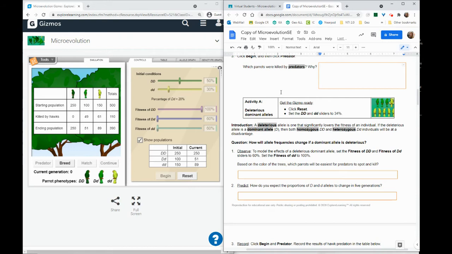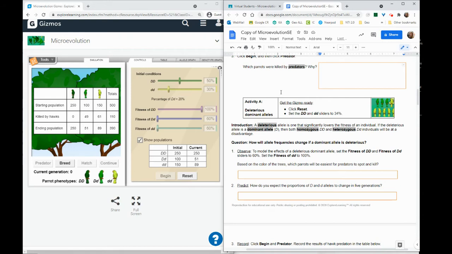Okay, there are three activities in this virtual lab: activity A, activity B, and activity C. You have to finish collecting all of the data for a given activity in a single session, in a single Gizmos login, because Gizmos does not save your work. So if you log out in the middle of an activity, you will have to restart that activity. So make sure that you obtain all of your data for a given activity in a single session on Gizmos.